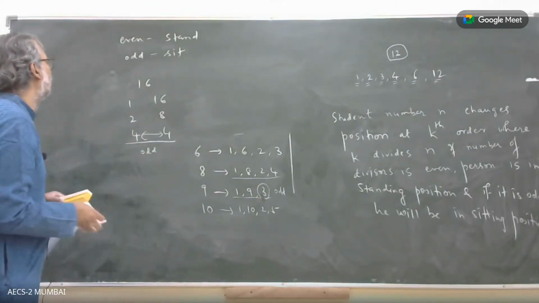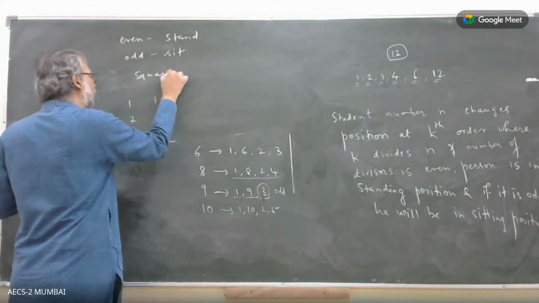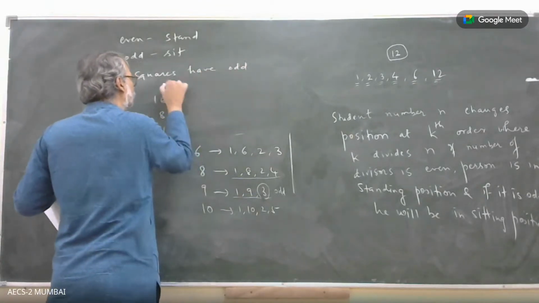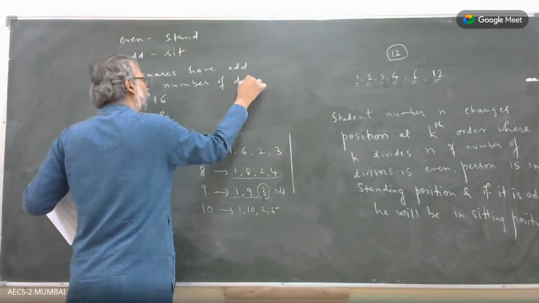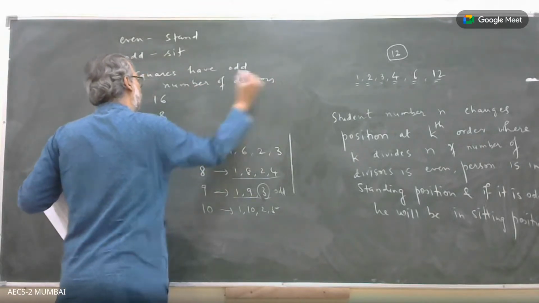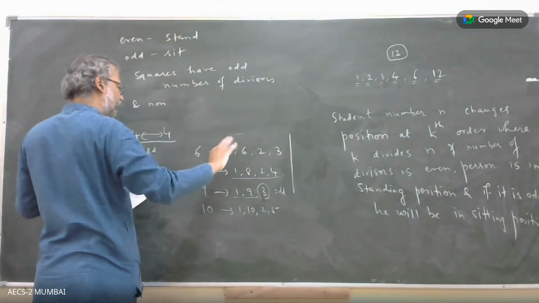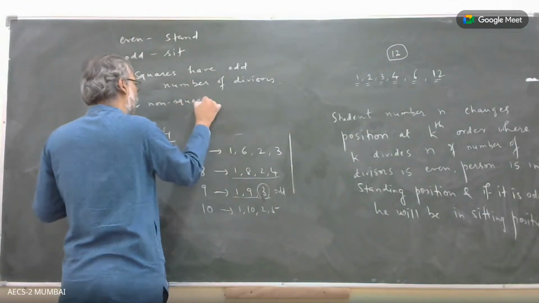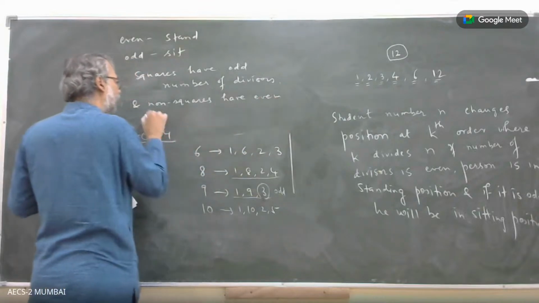So let's say squares have an odd number of divisors and non-squares, because for non-squares I can pair, right? Have an even number of divisors.